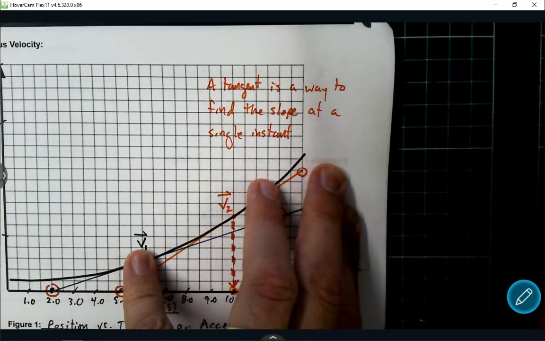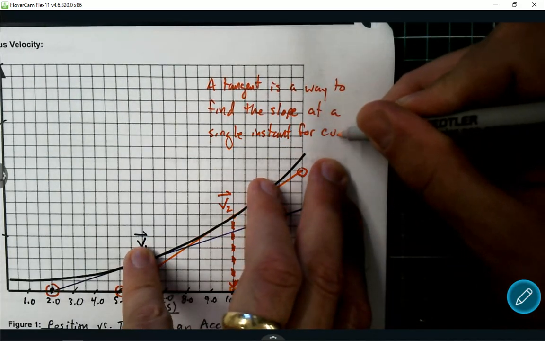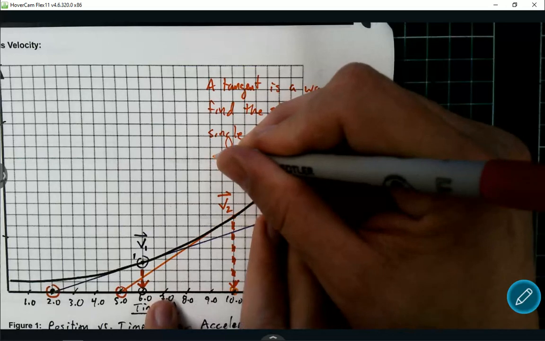And it's particularly useful for curved graphs.